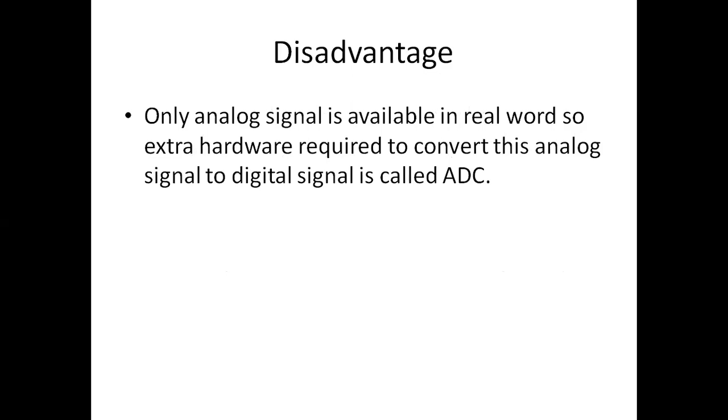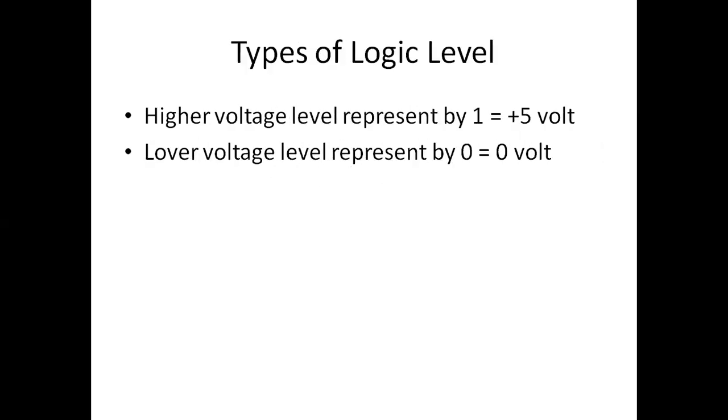Disadvantages are also there. Only analog signals are available in the real world. So we have to convert the analog signal into a digital signal, and for that we use an analog to digital converter. This is a disadvantage of digital systems, that we have to use an extra circuit called an analog to digital converter.